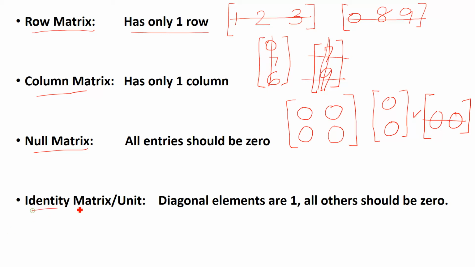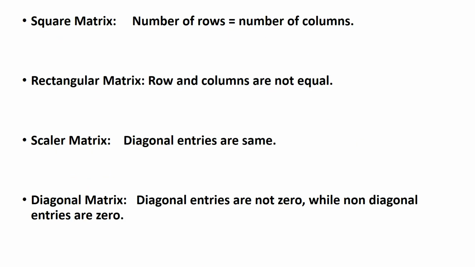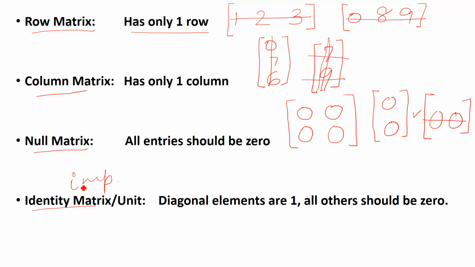Then is the identity and unit matrix. This is important, right? Diagonal entries are not 0 while non-diagonal entries are 0. Sorry, we are here at the identity matrix. Diagonal elements are 1. Now see, I will show you here with the help of an example. Suppose we have here 1, 0, and then 0 and 1.